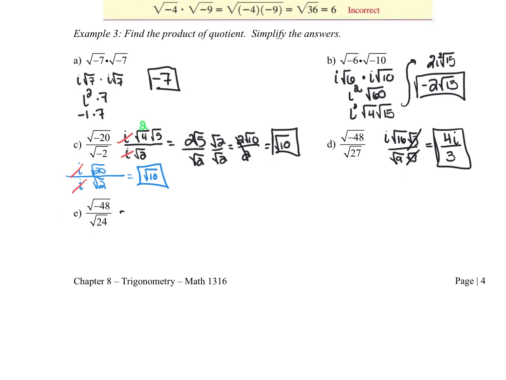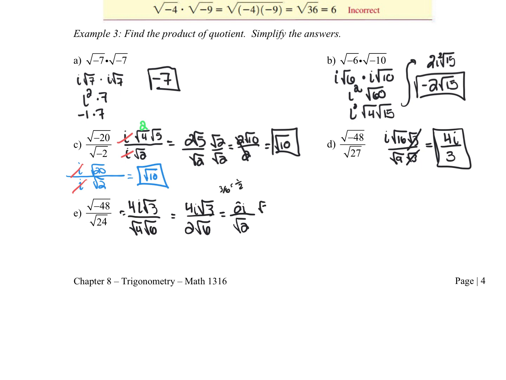Letter E, the i pops out, and again, we've done the square root of 48 today many times, so 4i root 3. Square root of 24 is the square root of 4 times the square root of 6. So that gets me 4i root 3 over 2 root 6. The 4 divided by the 2 is going to make a 2 on the top, so 2i on top. I can do the 3 and the 6 and reduce it and do square root of 2 on the bottom, because 3 over 6 reduces to 1 over 2.